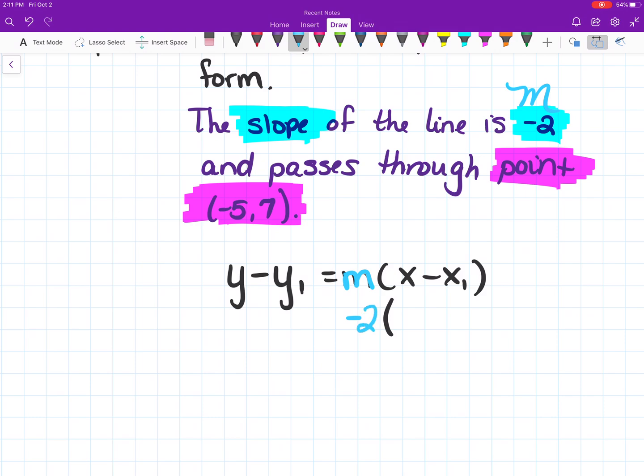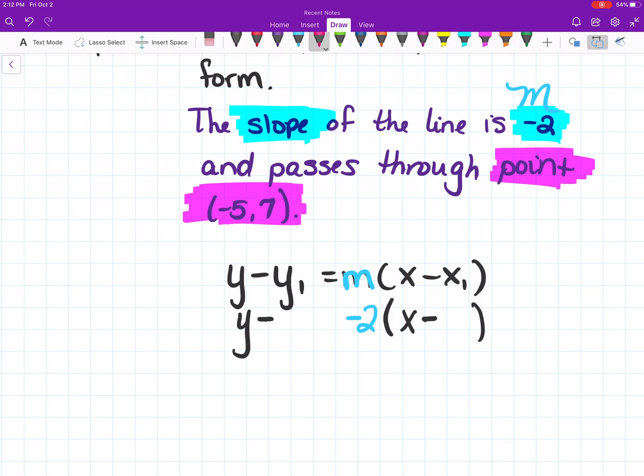Okay, and then we have to keep our x and our y, just like before. We're going to keep our x and our y, not our x1, our x and our y. We also have that subtraction from the original equation. Remember, from the original formula. I am using black to show you what's from the original formula, and then I'm using the other colors to show you where I'm getting from the word problem.